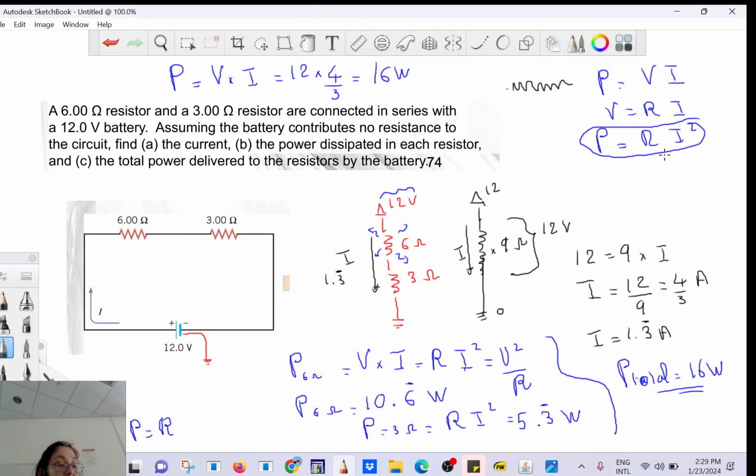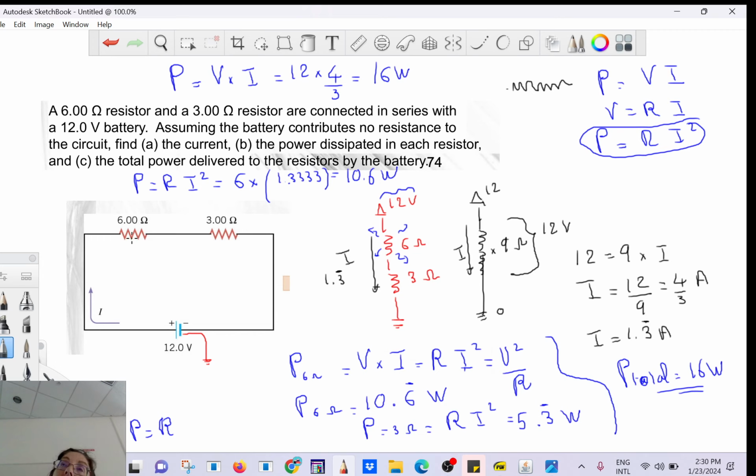Okay, any question? I hope I didn't confuse anyone. 10.6? Okay, so to find the power, you do Ri square. I will show you a different way to do it, but if you use the equation Ri square, which is now the right equation, it's going to be 6 times the current, 1.3333333 repeating, and that's how you find 10.6 watt. Yes?